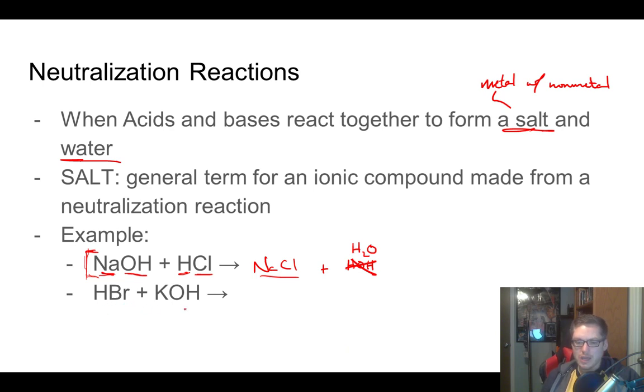We've got hydrobromic acid reacting with potassium hydroxide: cation, anion, cation, anion. The cation and the anion are going to go together, so there's your water, H2O, and then the cation and anion from the other one are going to go together, so you get your KBr. So your reaction produces water and potassium bromide, your ionic compound right there.